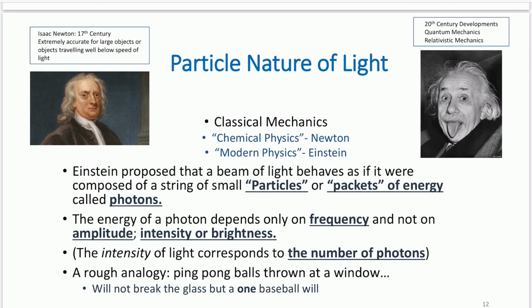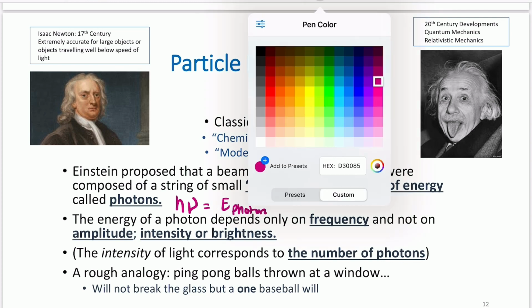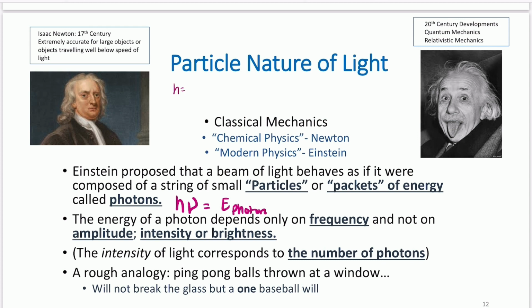Einstein proposed that a beam of light behaves as if it were composed of a string of small particles or packets of energy that we call photons. H nu represents a photon because H nu is the energy of one photon. H being Planck's constant, nu being frequency.